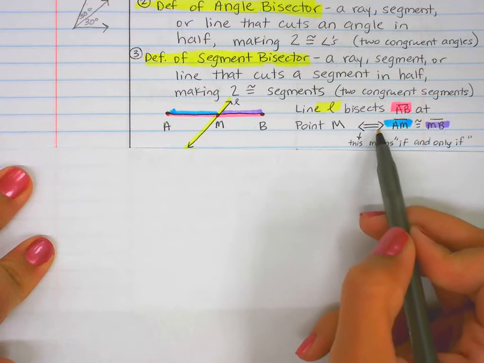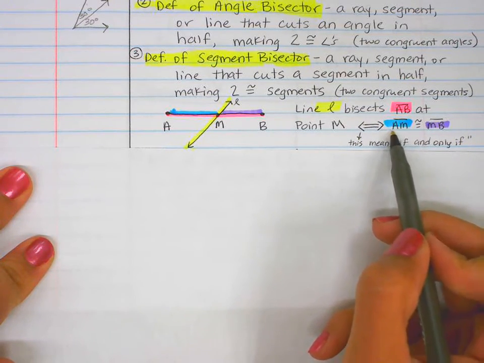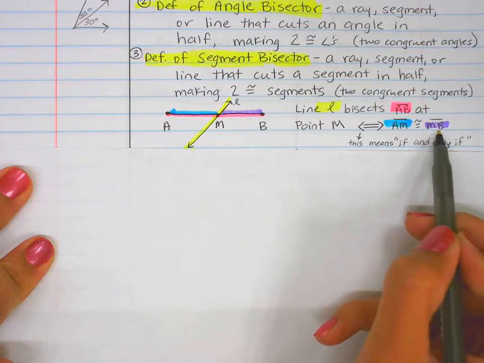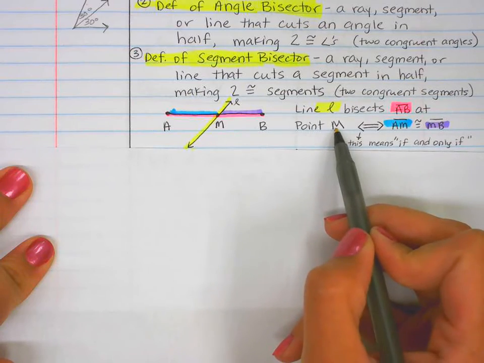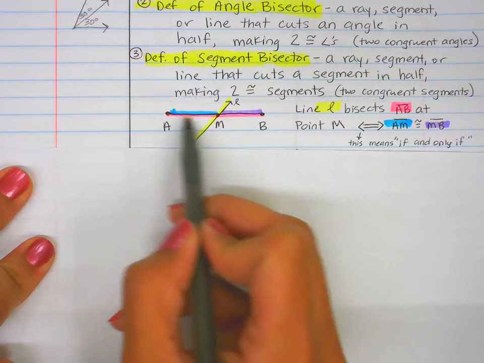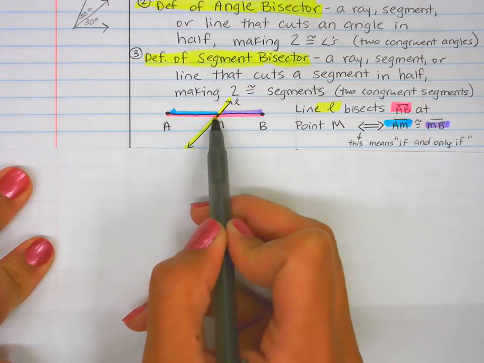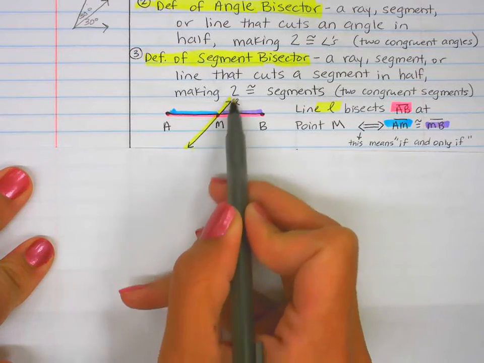And like I said, you could read it backwards. Backwards would be this. AM is congruent to MB if and only if line L bisects AB at point M. So the only way that those two could be congruent is if line L is the segment bisector.